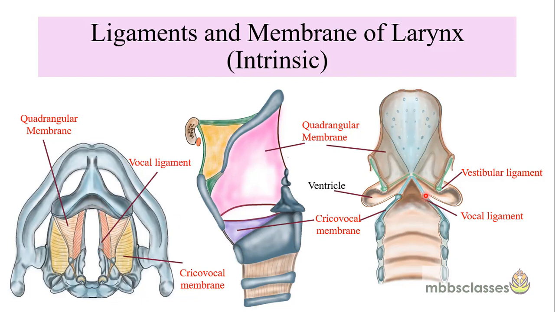So this is the vocal ligament, this is the sinus of the larynx, this is the vestibular ligament. The membrane above this one is the quadrangular membrane, and the membrane below the vocal ligament up to the cricoid cartilage, this is the cricoid cartilage, is the cricovocal membrane.